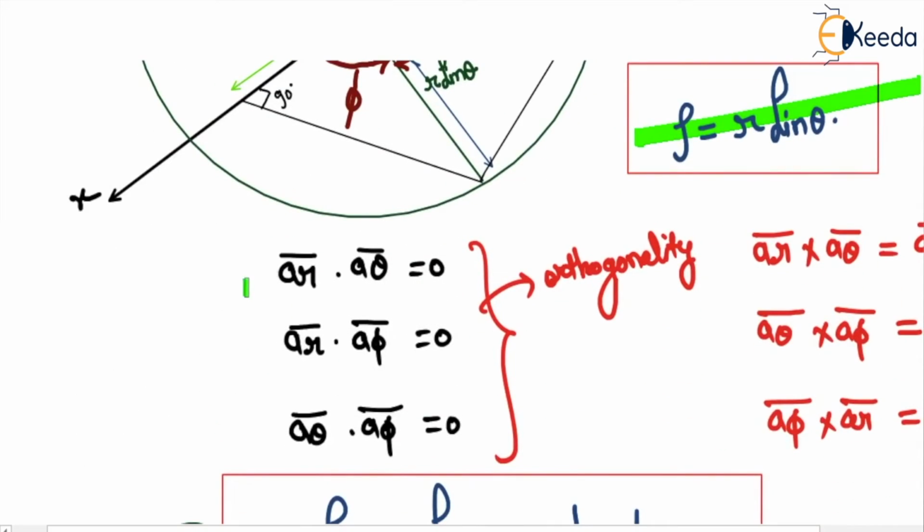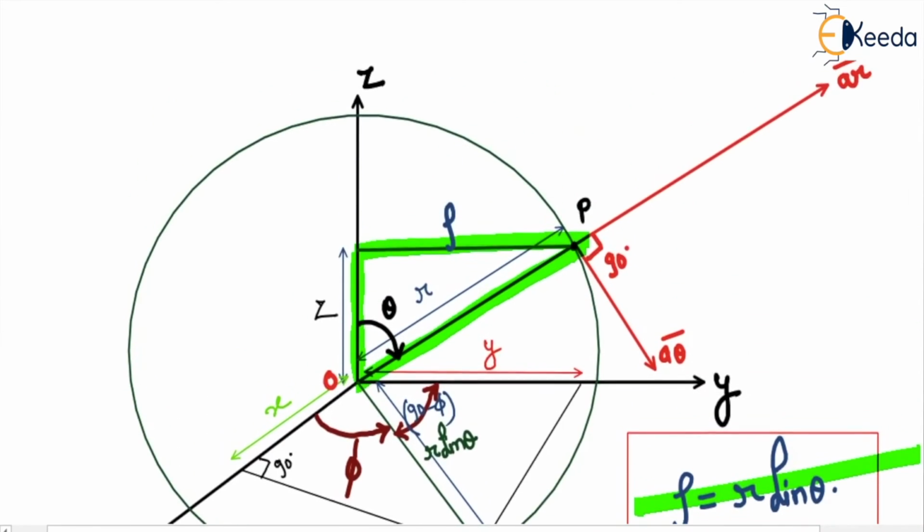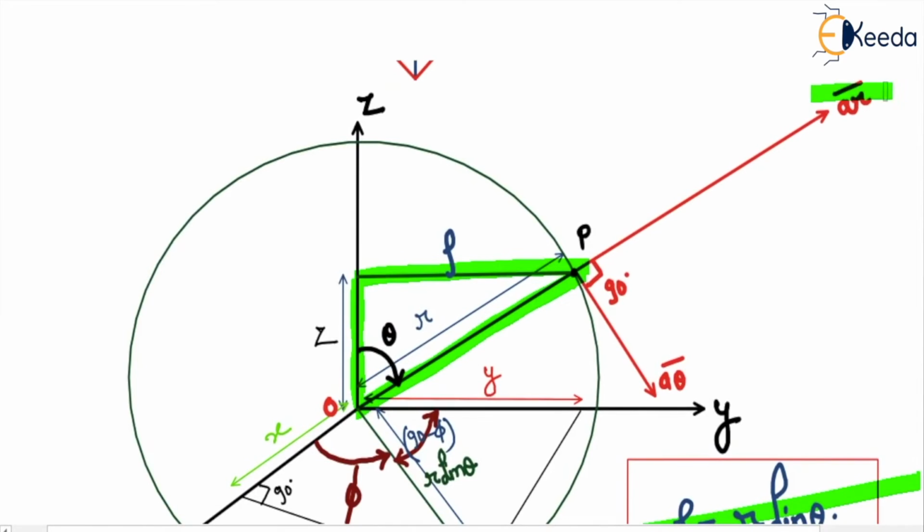Now a_r, a_theta and a_phi are perpendicular vectors, so their dot products will always be 0, and this is called orthogonality. So the a_r vector is in this direction, and the a_theta vector is in this direction. So their angle is 90 degrees. So this dot product is 0.